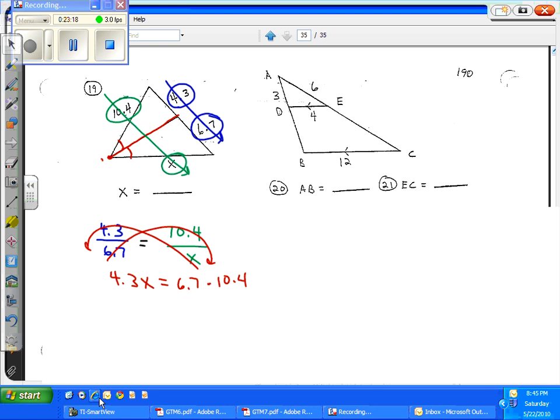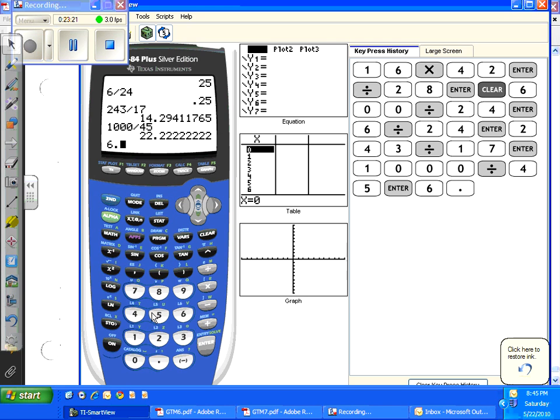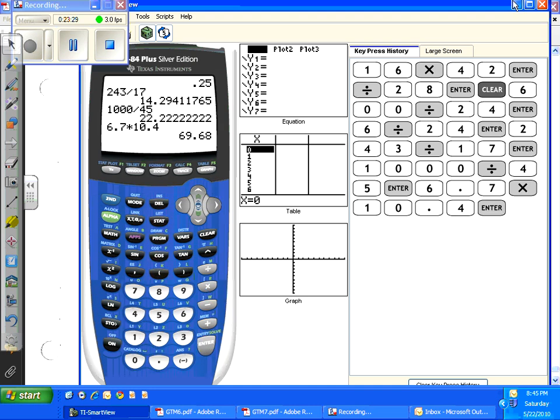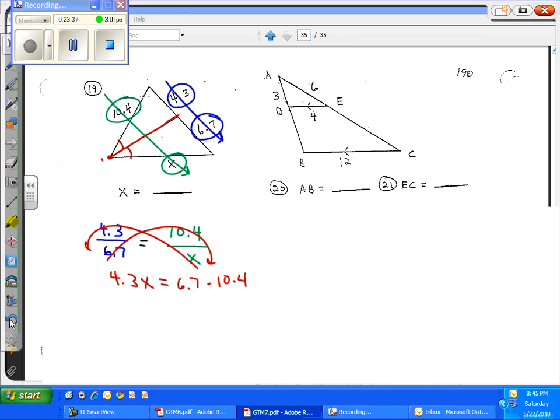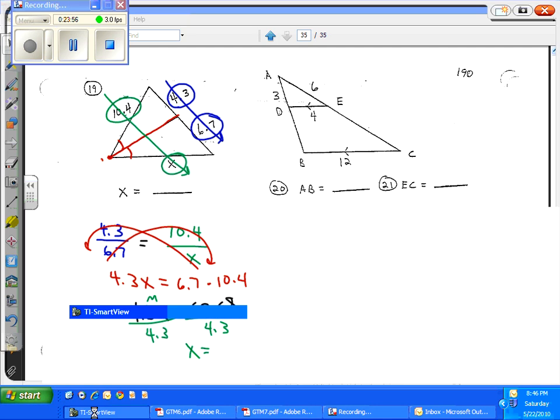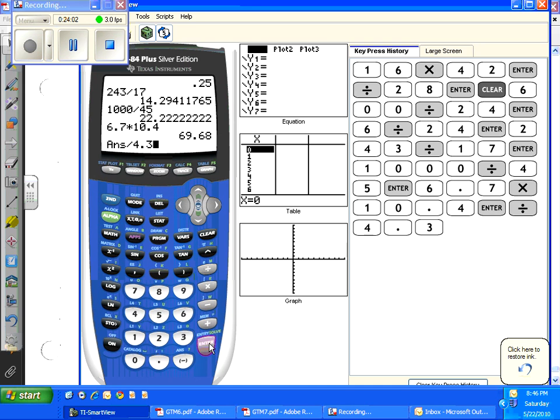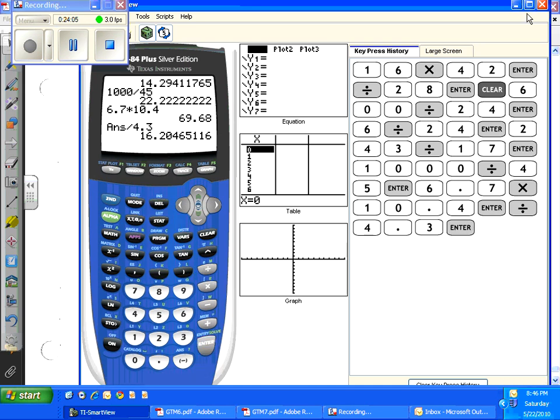6.7 times 10.4. We get 69.68. And then we undo multiplication by division. So we have 69.68 divided by 4.3, which is 16.2 and a whole lot of stuff.